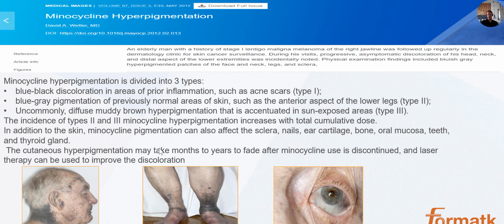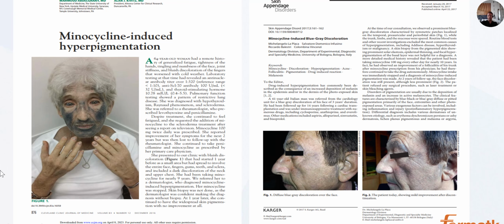The cutaneous hyperpigmentation may take months to years to fade after minocycline use is discontinued. So what do I mean? That you might wake up and have this bluish discoloration in different areas. So there are some cases.